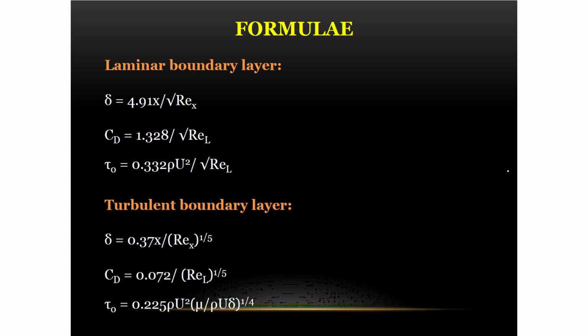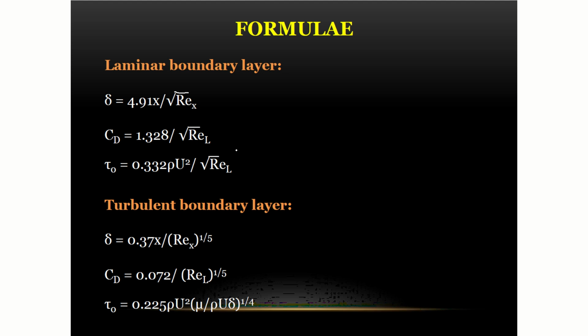Then if it is a laminar boundary layer, to calculate the boundary layer thickness, this formula is applied: 4.91 x by under root of Re_x. And then we will calculate the value of C_D with the formula 1.328 by under root of Re_L. And tau naught, that is shear stress, is given by 0.332 rho u square by under root of Re_L.